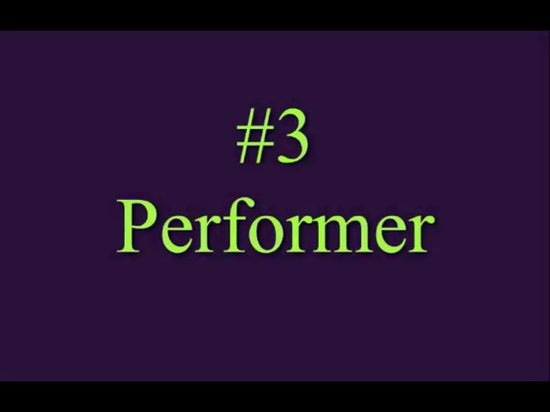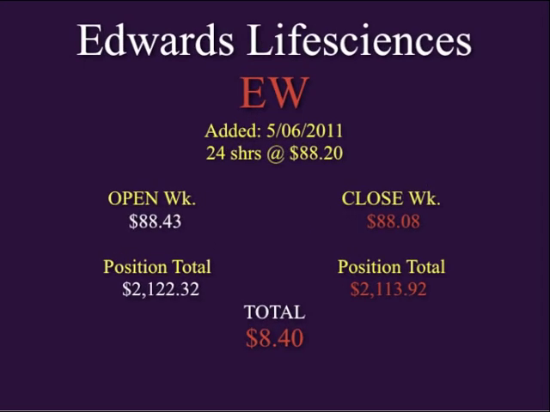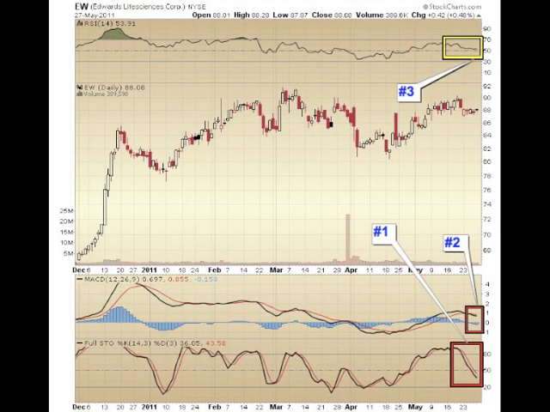And coming in, number 3 this week, it's Edwards Lifesciences. And starting out the week at $88.43 and closing the week at $88.08. We had a total loss in the portfolio of $8.40. Let's take a look at the chart. And on the chart of Edwards Lifesciences, looks like we got a little problem here.